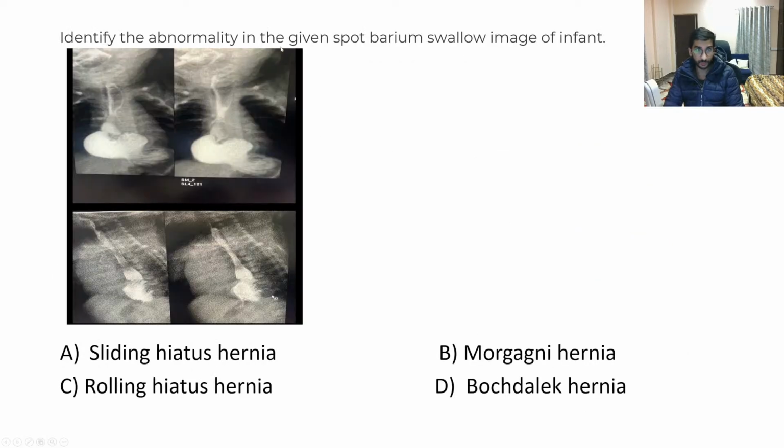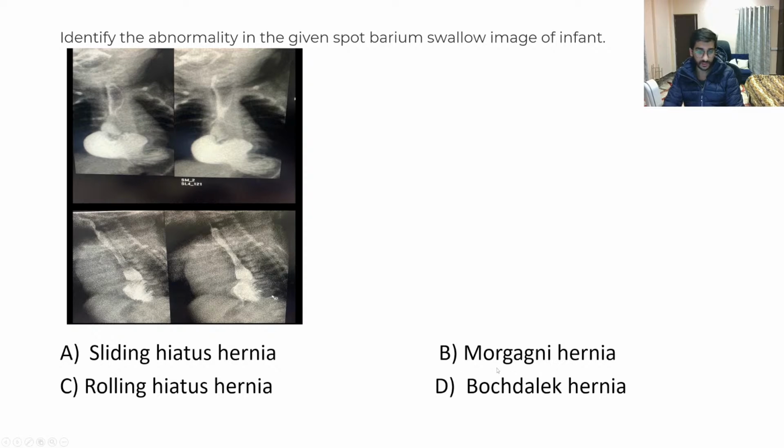So identify the abnormality in the given spot, barium swallow image of an infant. Here you see the fundus of the stomach and the gastroesophageal junction, they are displaced up into the thoracic cavity. So this is a sliding type of hernia.